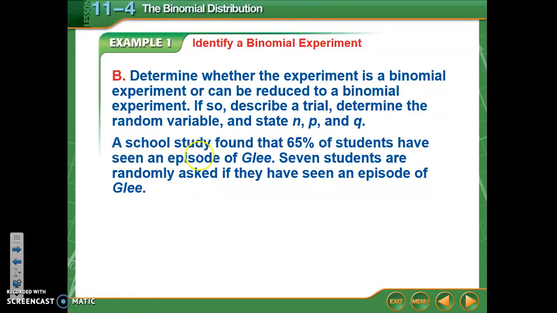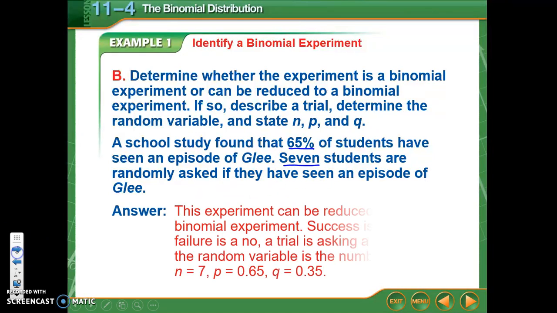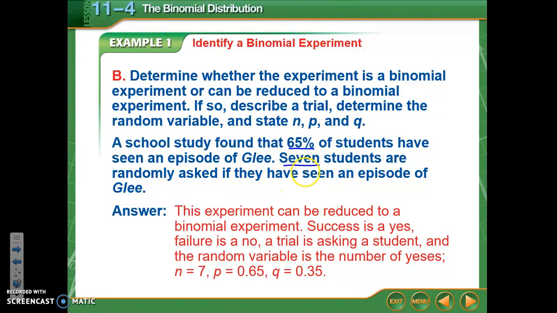So let's take a look at this one. A school study found that 65% of students have seen an episode of Glee. 7 students are randomly asked if they have seen an episode. This is a binomial experiment because each time I ask a student, success in our case would be yes, and failure would be no. So there are only 2 options each time, yes or no. A trial is asking a student, so how do I determine the yes or no? Well, I ask the student. The random variable would be the total number of yeses.